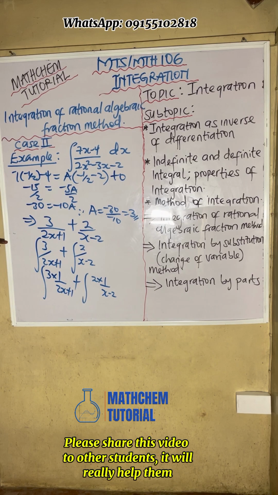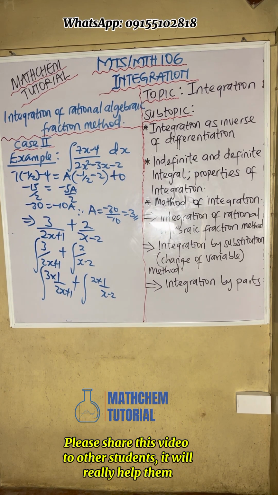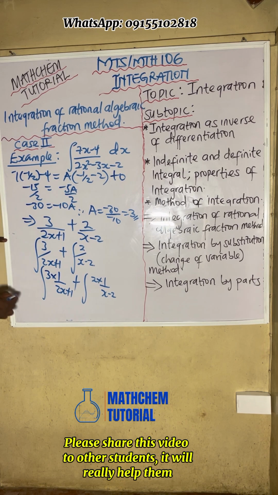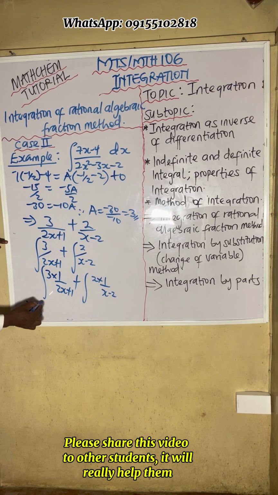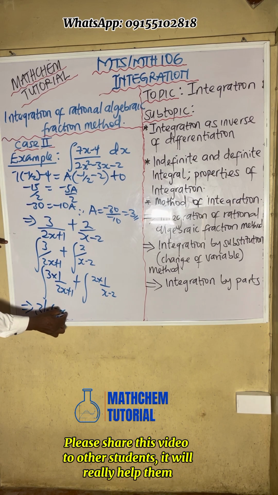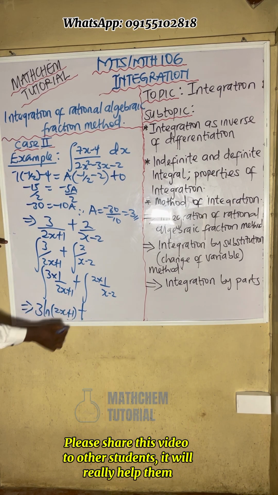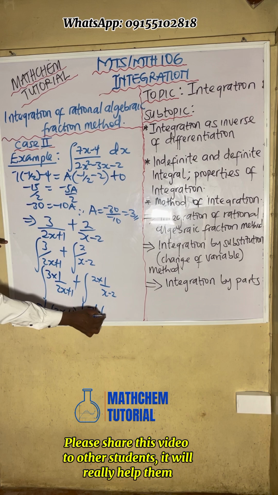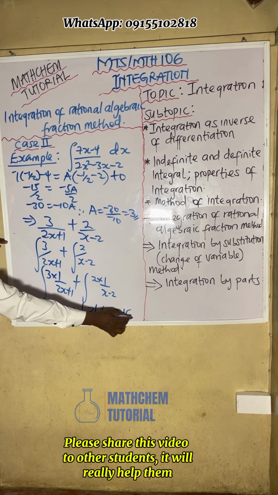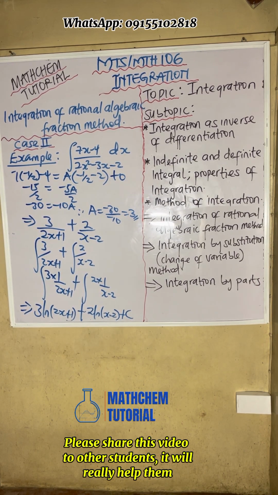So finally, remember that 1 over 2x plus 1 will give us ln of 2x plus 1, multiplied by 3. Then we have it like that. And also for the 2 times 1 over x minus 2, that's going to be 2 times ln of x minus 2. So finally our answer is going to be 3 ln of 2x plus 1, plus this one too, 2 ln of x minus 2, plus c. So that will be the answer after solving that particular question.